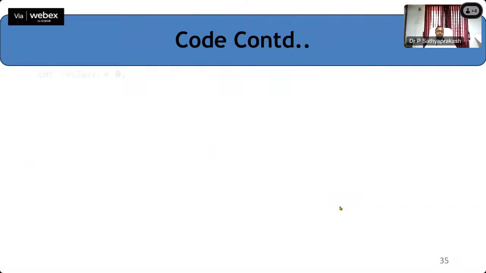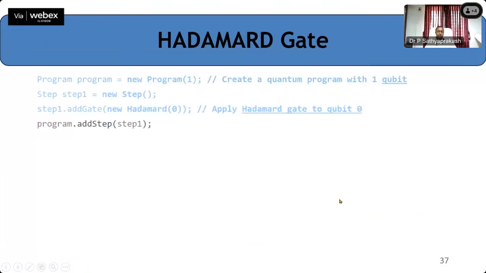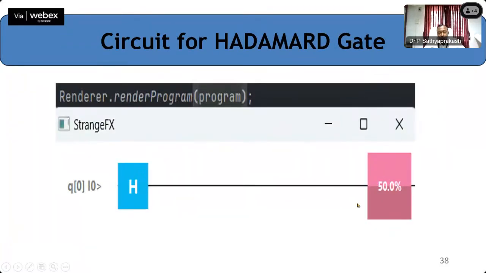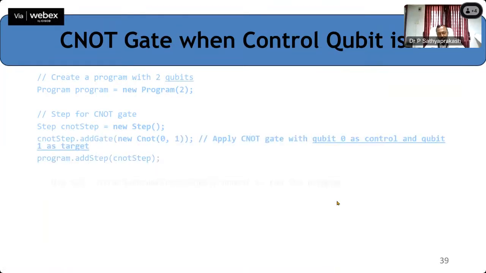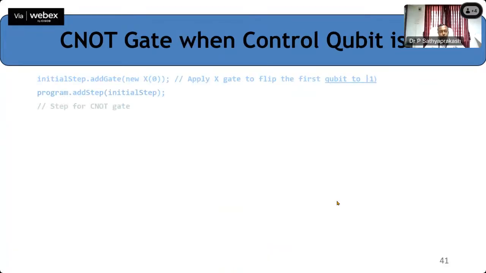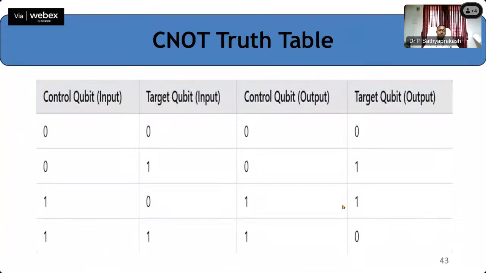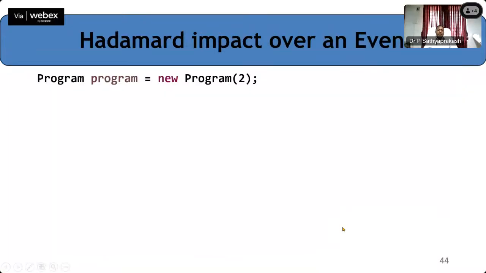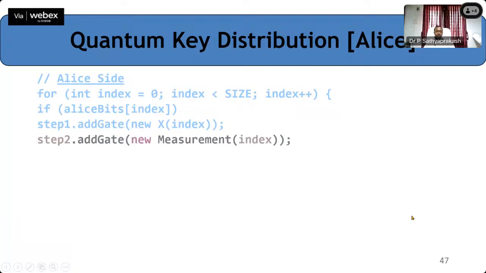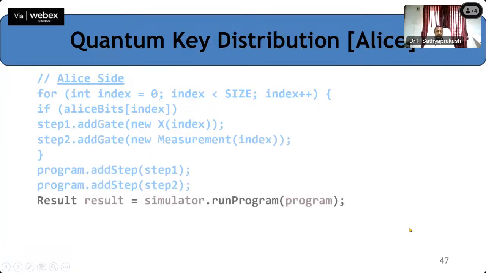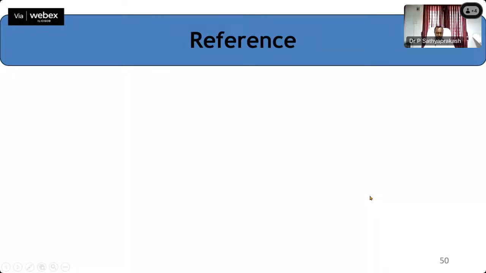The high level program, Pauli X demo, Hadamard circuit using renderer, CNOT when control is 0, CNOT when control is 1, truth table of CNOT, so applying superposition to solving a mathematical problem, implementing QKD, the circuit responsible for the QKD.